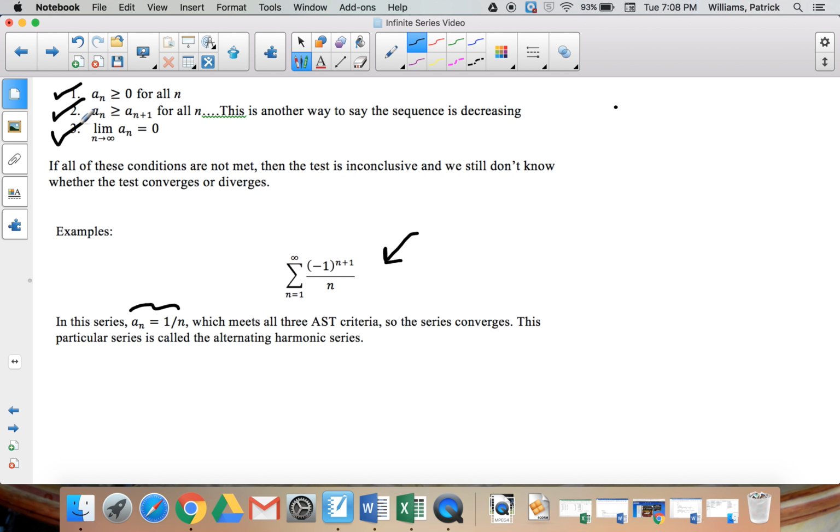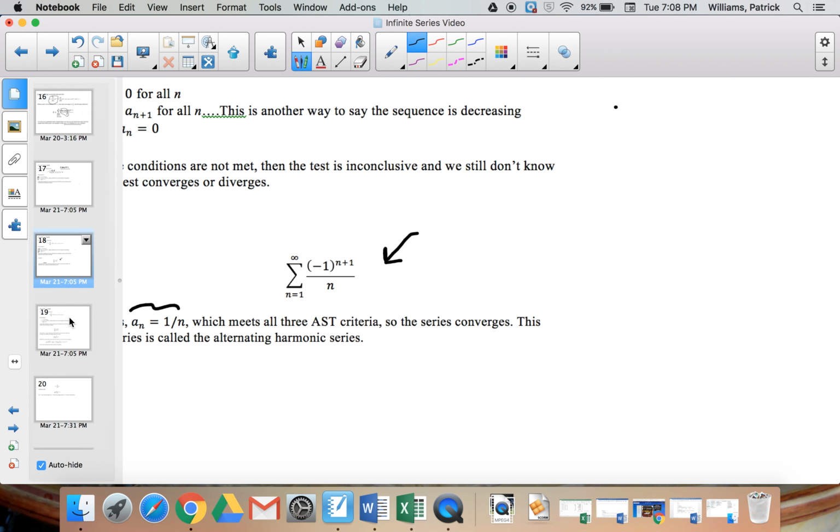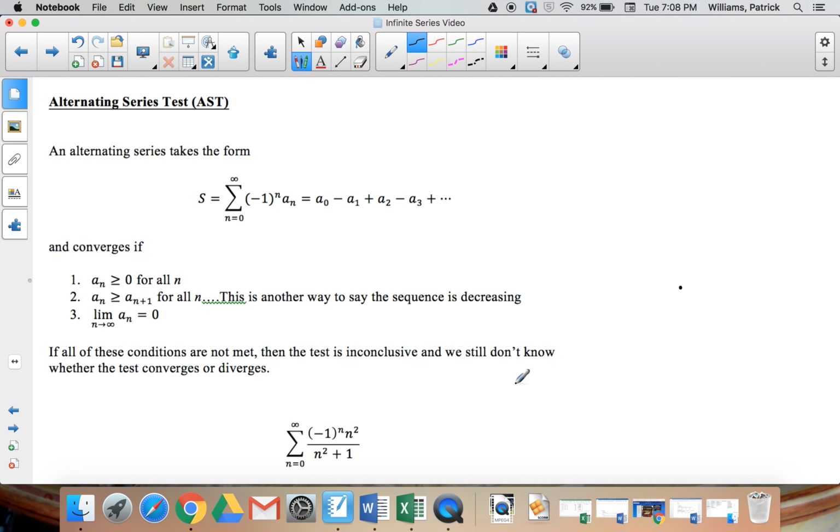And if we take the limit of 1 over n as n goes to infinity, we get that that limit would be equal to 0. So by the alternating series test, this is a convergent series. So let's try one more. All right, see if you can apply the alternating series test to this series right here.